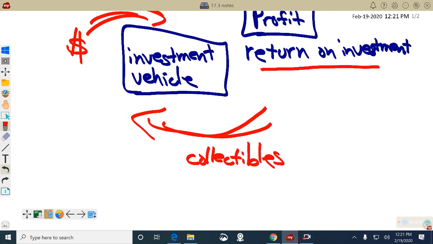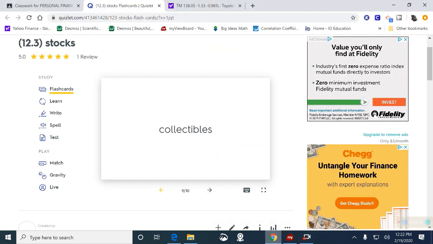Stamps. People collect stamps. They're worth more later. People collect coins. So notice all these things we're listing are collectibles. That's a type of investment vehicle. It takes you from some money to more money. It's a vehicle. What was another one we wrote down yesterday? Watch.